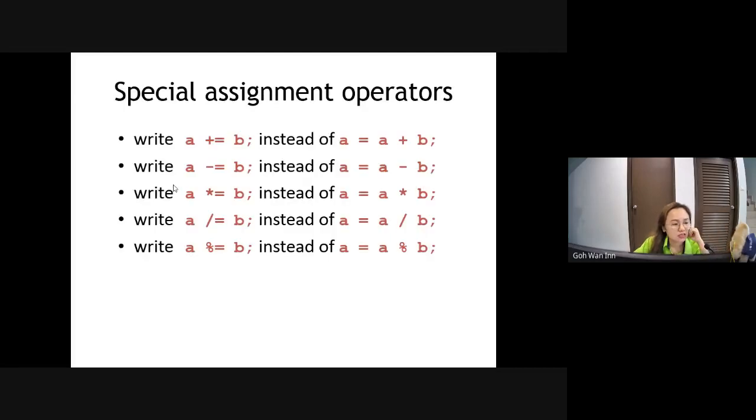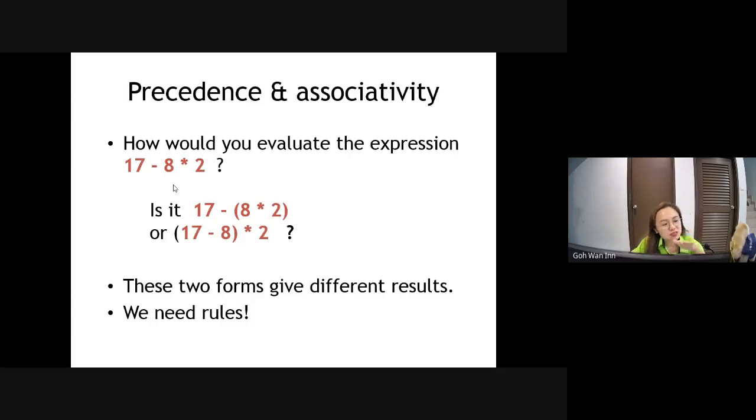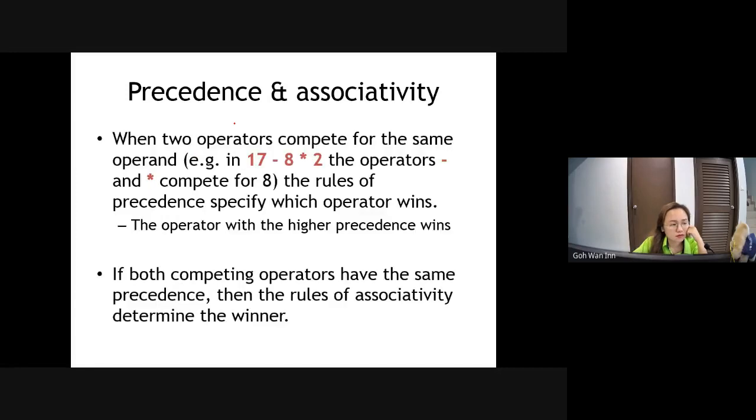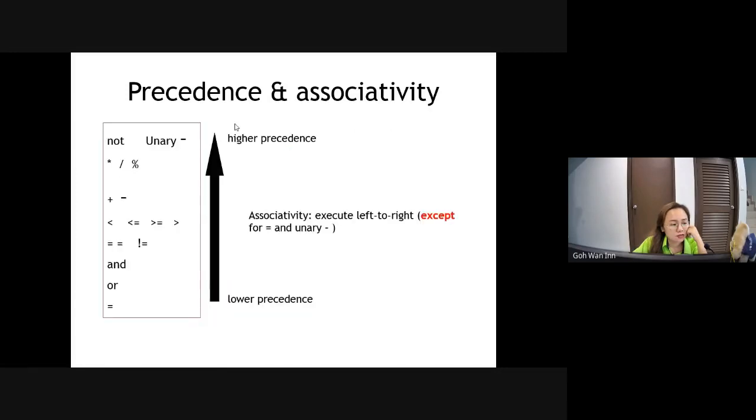I already explained precedence and associativity just now. So you need to be alert, like 17 minus 8 to the power of 2. Of course, by logic, we already know we need to solve the power first before the subtraction, because the precedence level is higher. Okay, so you have rules. This one I already explained, from the higher precedence to the lower precedence.